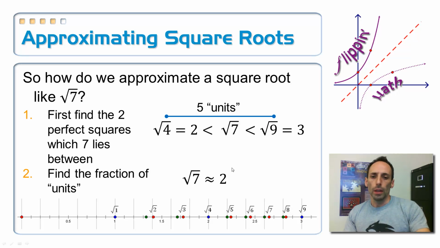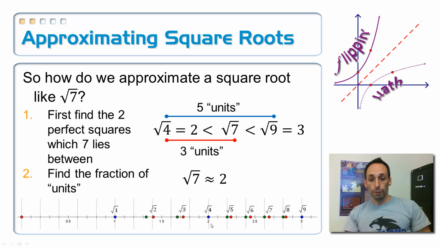Okay. And then we see, well, how many units away is the 7 from where we started? So there's 3 units. So in the picture, I'm starting at the square root of 4, which is 2. I'm going to go 1/5, 2/5, 3/5. And so that's what I say. I say that the square root of 7 is about 2 3/5.